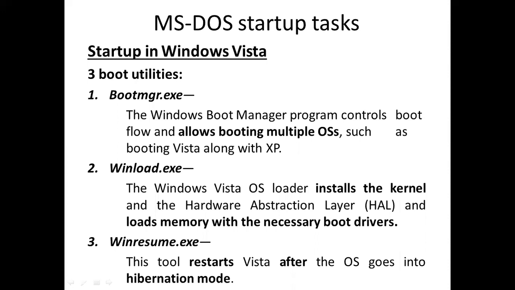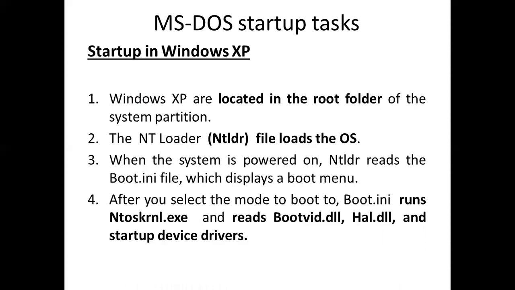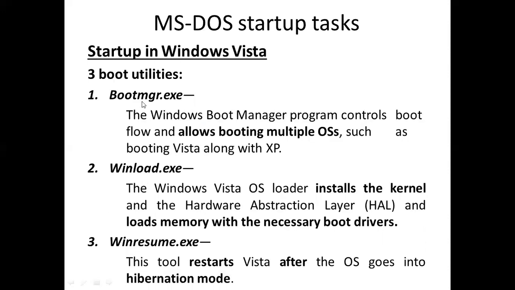Then there are three utilities used in the boot: bootmgr.exe, winload.exe, and winresume.exe. What is the first exe file going to do? It allows multiple booting. The second one is the Windows Loader exe file. This Windows Loader is going to install the kernel and also the abstraction layer.